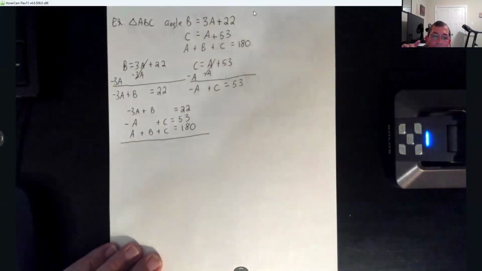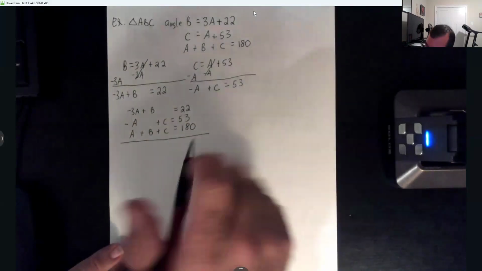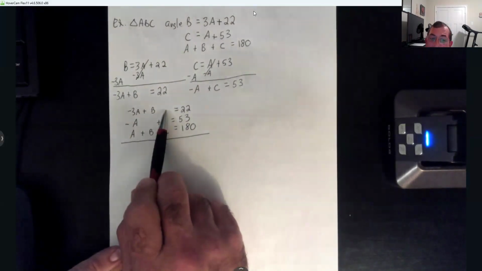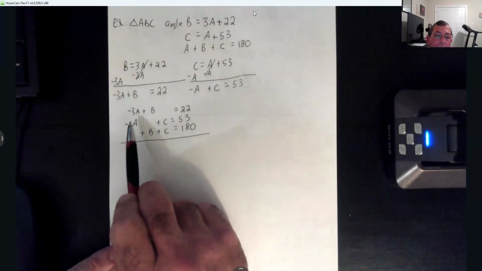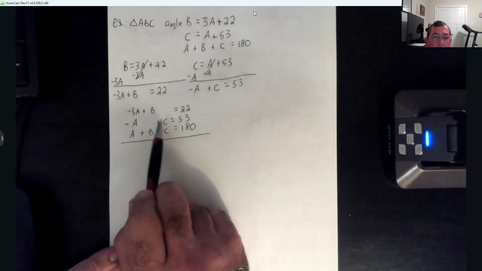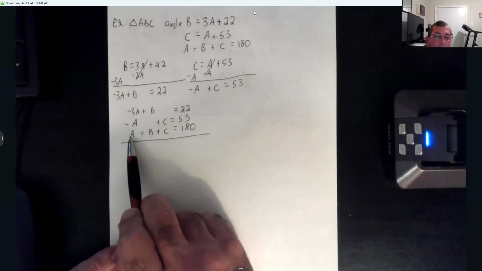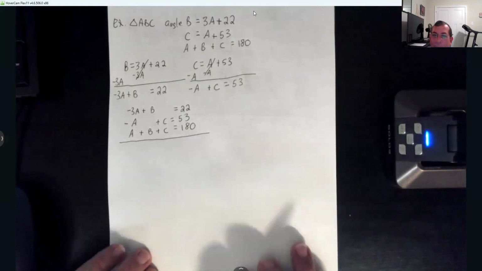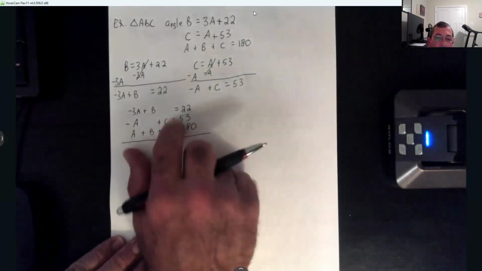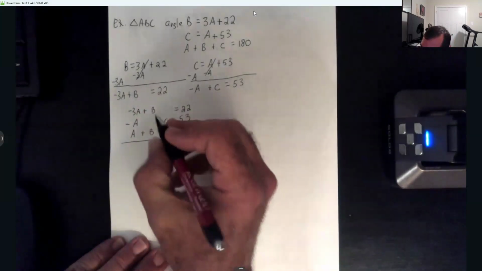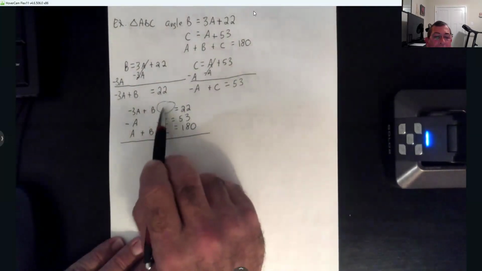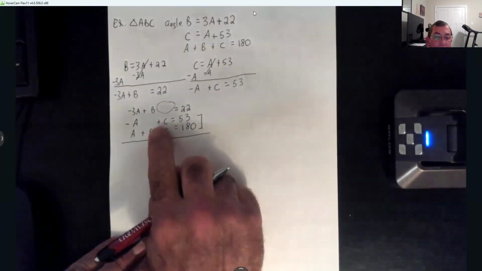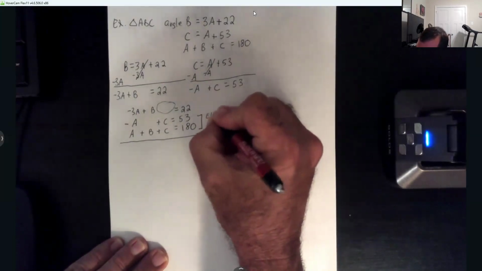So I will say this, if we did this on the calculator, we have a -3 for the A, a 1 for the B. You would put a 0 here and then 22. Then -1, 0, 1, 53, and then 1, 1, 1, 180. So, y'all, let me show you how I would do this one, okay? So, what I'm going to do, since this one don't have a C here, there's no C, I'm going to eliminate the C on these two equations, okay?